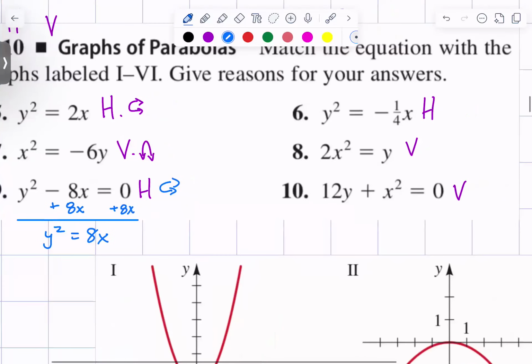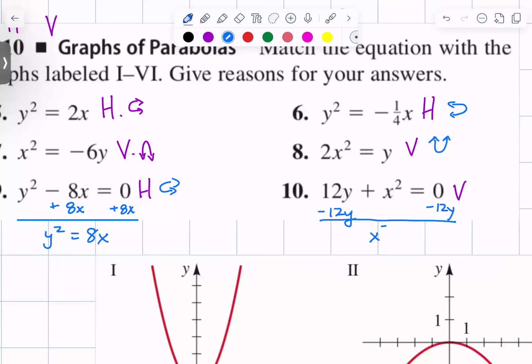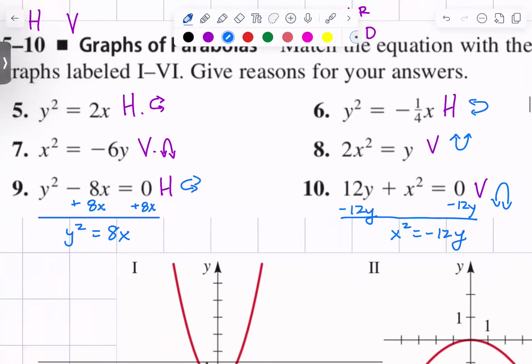Number 6, to the left. Okay? Number 8, up. Number 10, subtract 12y from both sides. Get x squared equals negative 12y. It's going to go down, right? Because your p-value is negative. Okay?